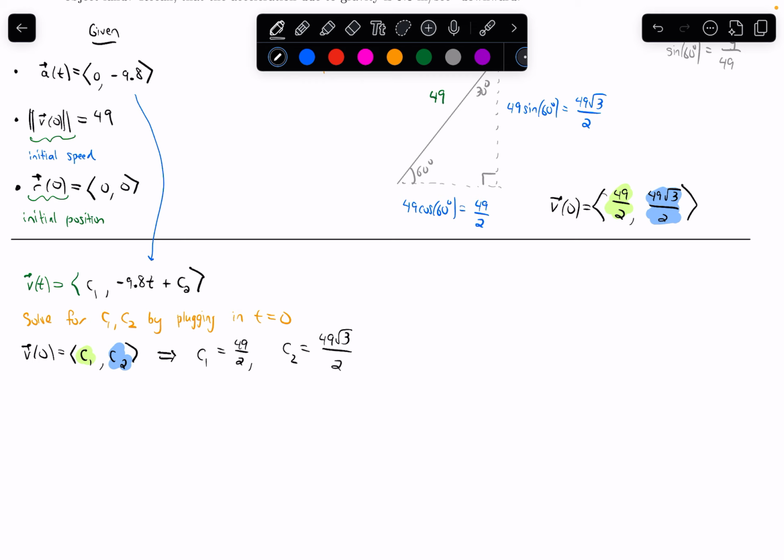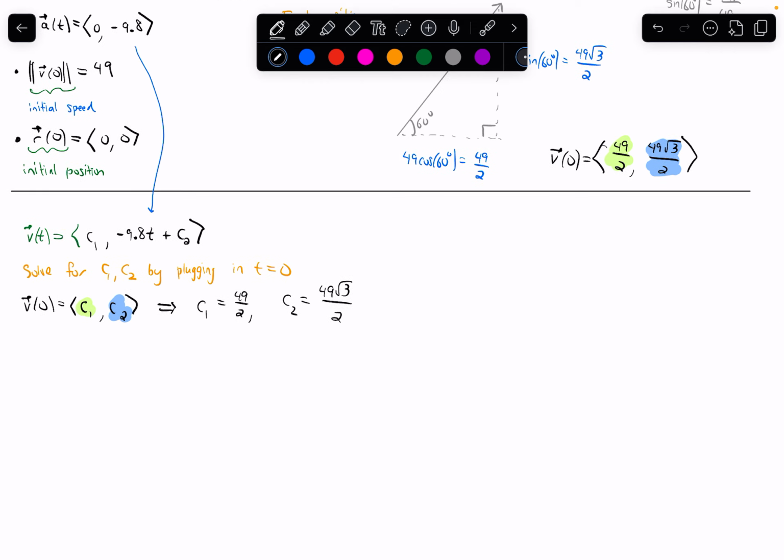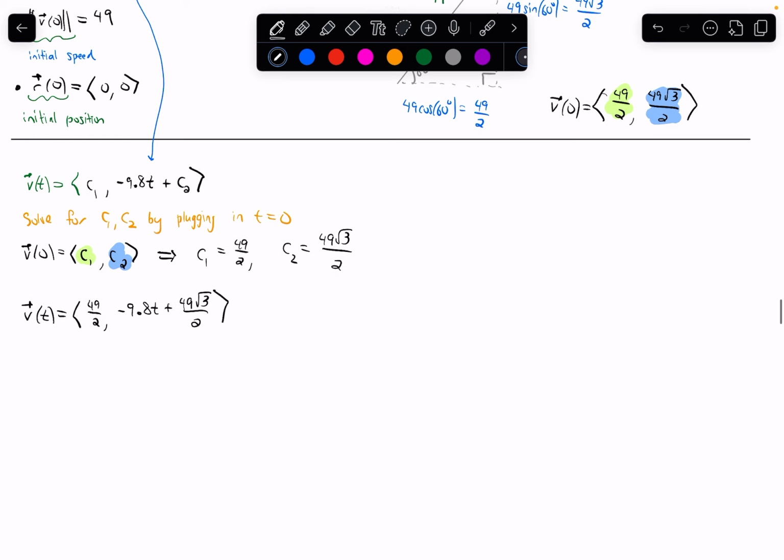So I can go ahead and write those back into my velocity vector. So v of t equals, C1 is 49 over 2, comma, I get negative 9.8 t plus that second constant, 49 root 3 over 2. Okay, so we are halfway there. We got velocity. Got to do the antiderivative one more time to get position. So my position function, r of t, let's do the antiderivative of this velocity.